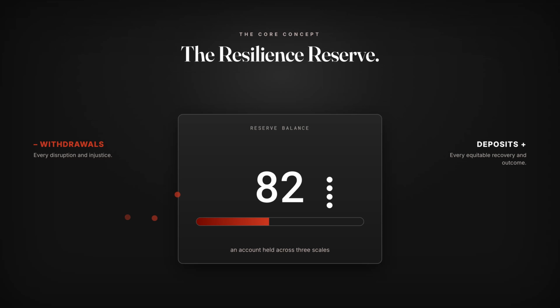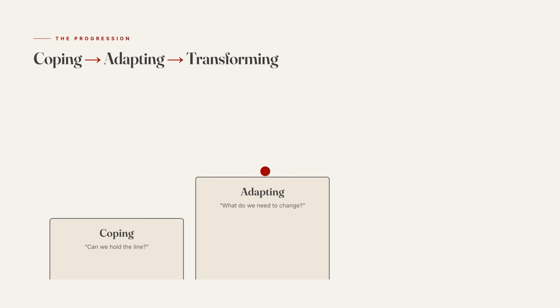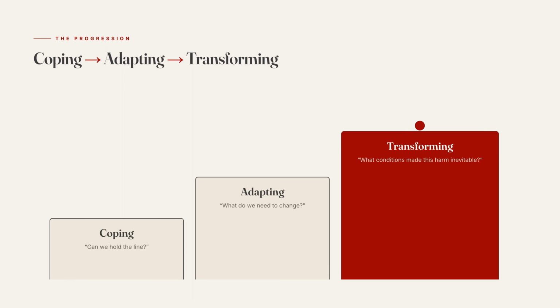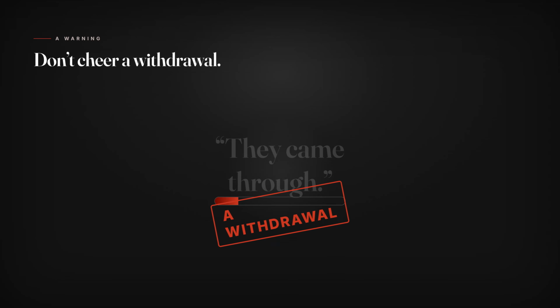Every disruption and injustice withdraws, and every equitable recovery and outcome deposits. The reserve moves through 3 stages. Coping holds the line. Adapting reorganizes and learns. Transforming changes the very conditions that made the harm inevitable. But celebrating how people survived, without counting what it cost them, is resilience theater. Applauding a withdrawal as if it were a deposit.